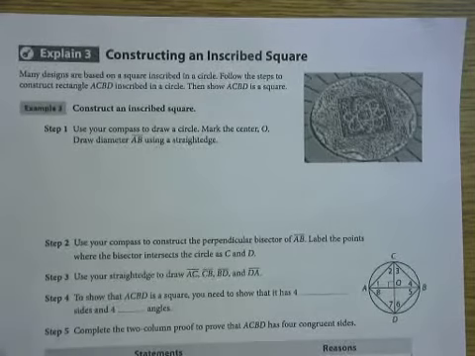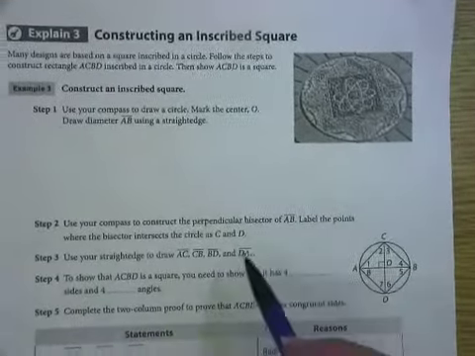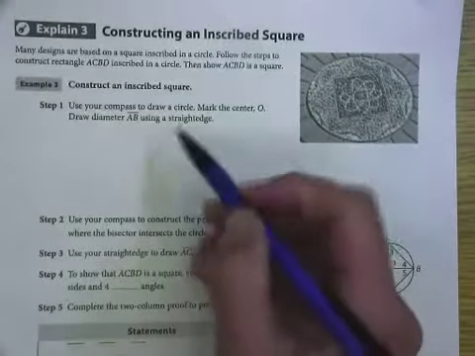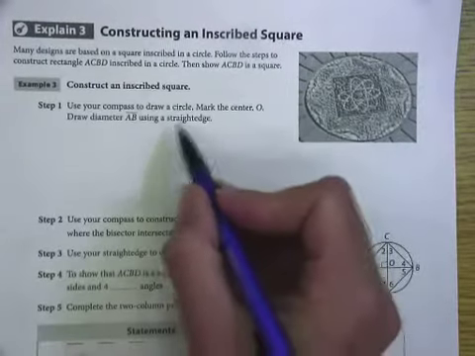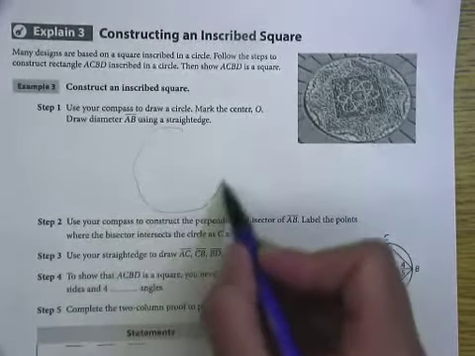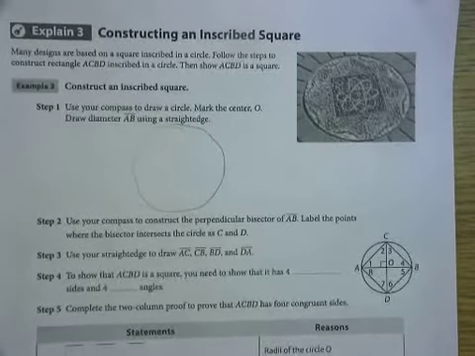We've constructed an inscribed square before. Now we're using the properties of an inscribed quadrilateral to justify that construction. So remember how we did that. And I apologize that I do not have any functioning compasses left in my classroom. All of my good ones have managed to disappear over the course of the year.